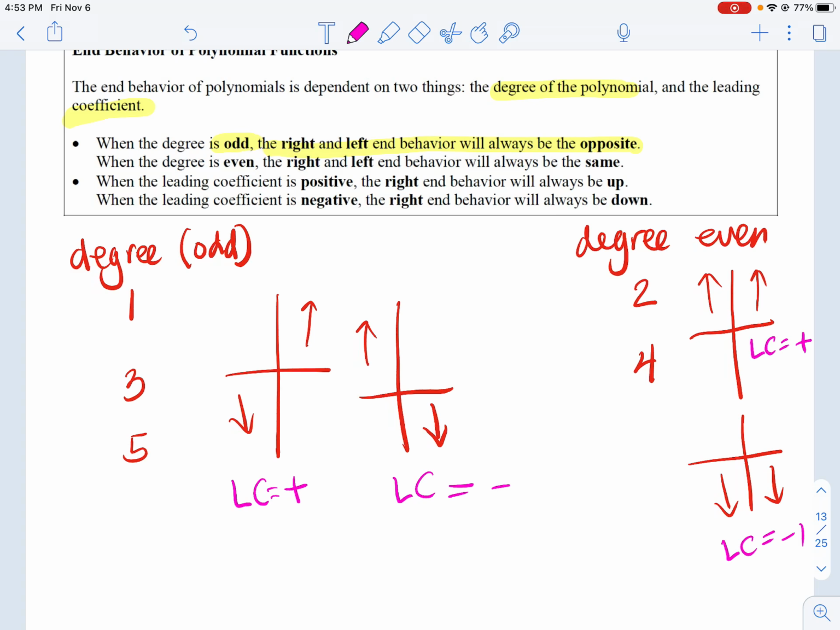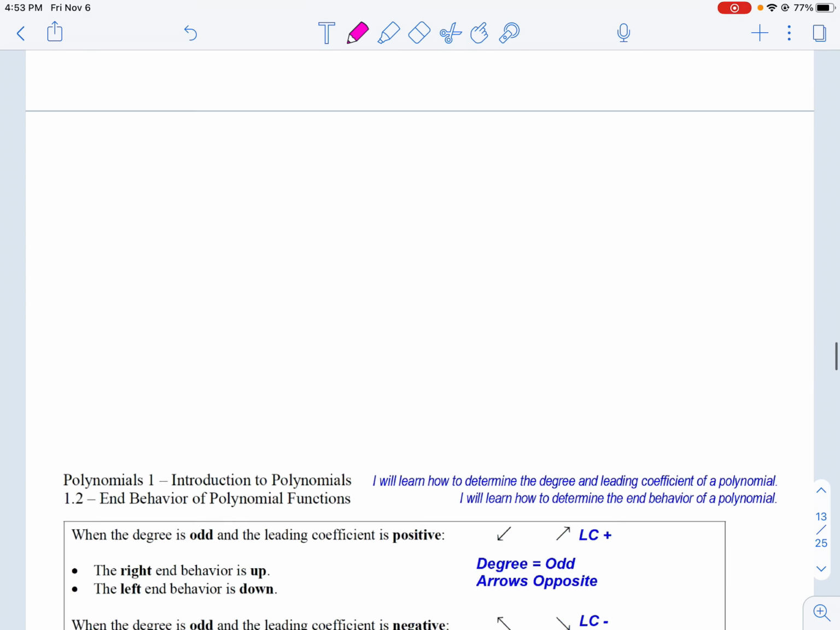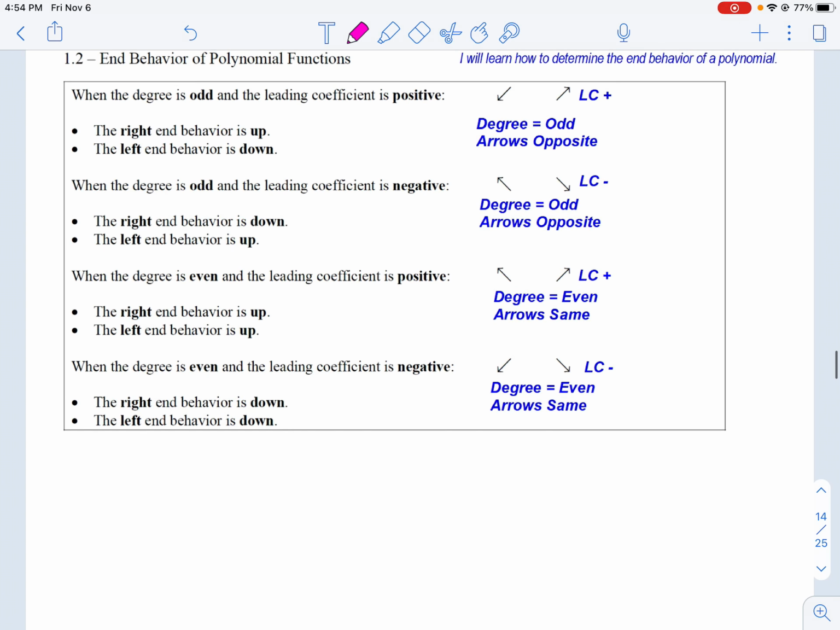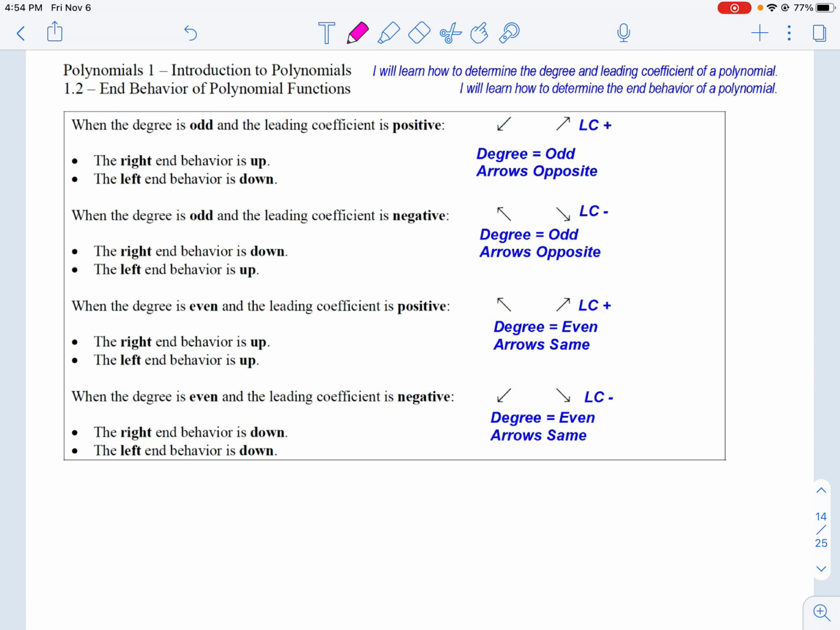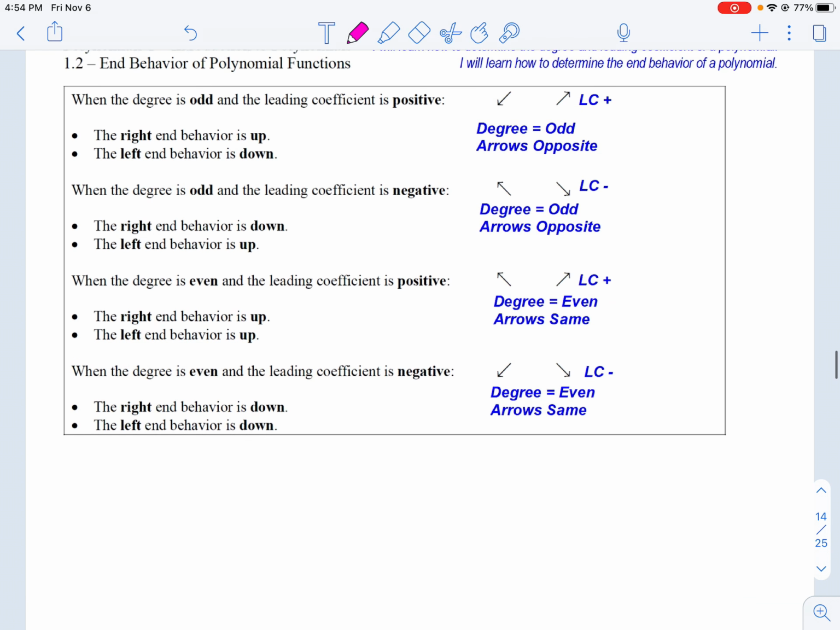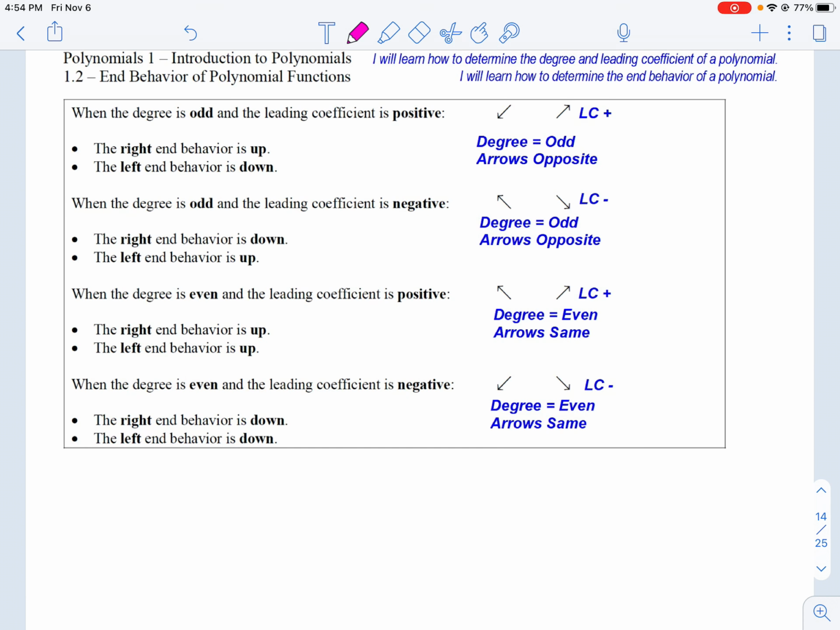When we know if the degree is even or not, if it's even, we know that they will head in the same direction. Let's take a look at pictures. We're almost done. I know it's kind of a very long introduction, but it will get better, you guys. So we have pictures over here of what it looks like. And you can review this on your own, of course.